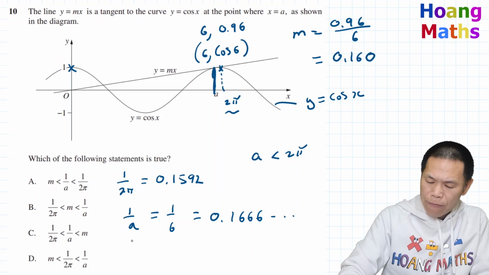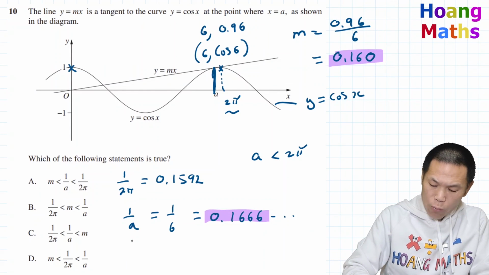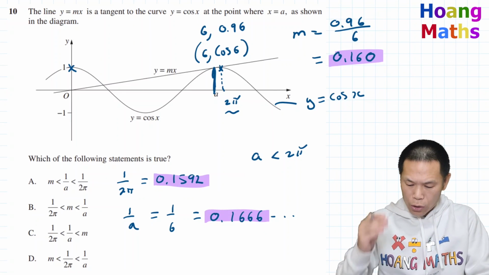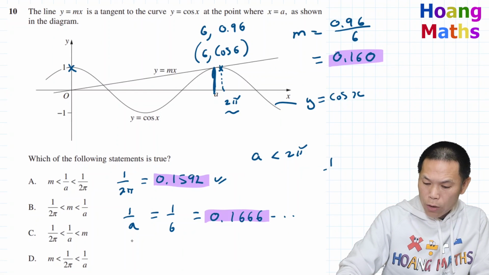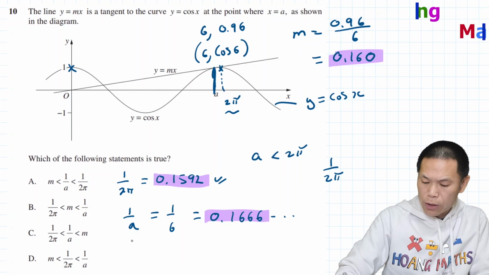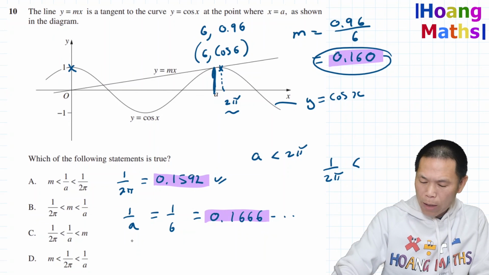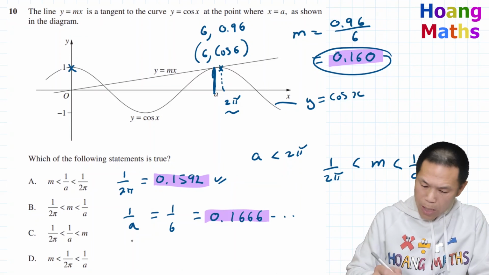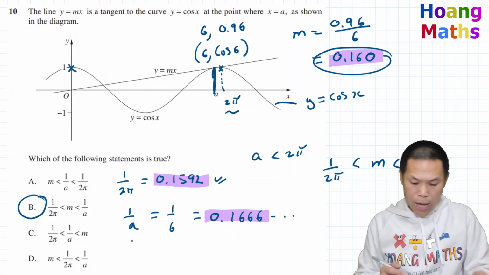So we have m is equal to this, 1 over A is this, and 1 over 2 pi is this. So therefore, which one is the smallest? The smallest is 1 over 2 pi. Followed by the second smallest, which is m, 0.160, and then followed by 1 over 6, that is 1 over A. So the answer should be 1 over 2 pi, m, and 1 over A. So the answer should be B.